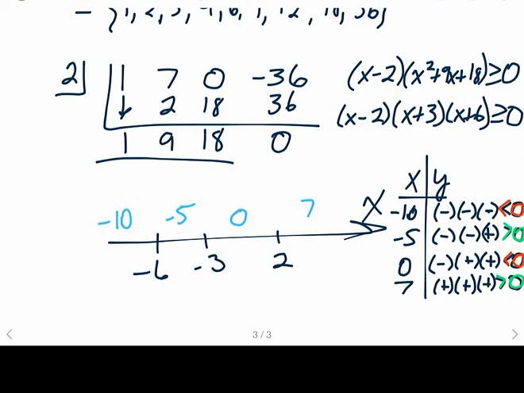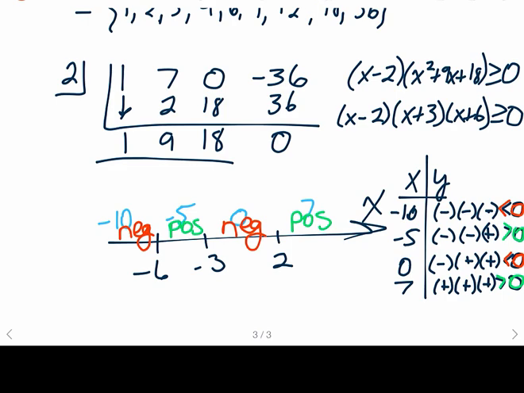So I get that for -10 as an input, I have negative output. Same thing for 0. So I'm just going to write negative to the left of -6 and between -3 and 2. I have positive outputs associated with -5 and 7. And so I know that the expression is positive between -6 and -3 and to the right of 2.